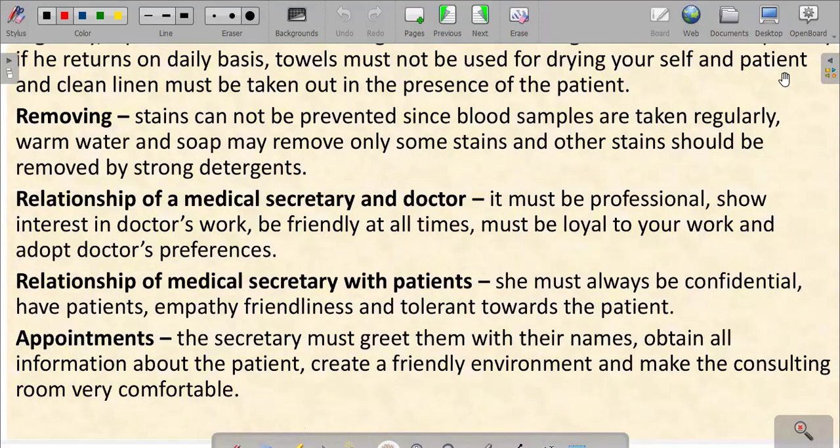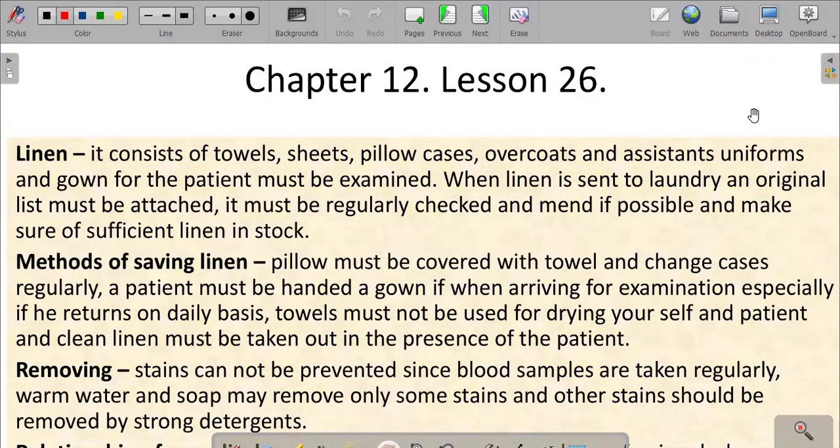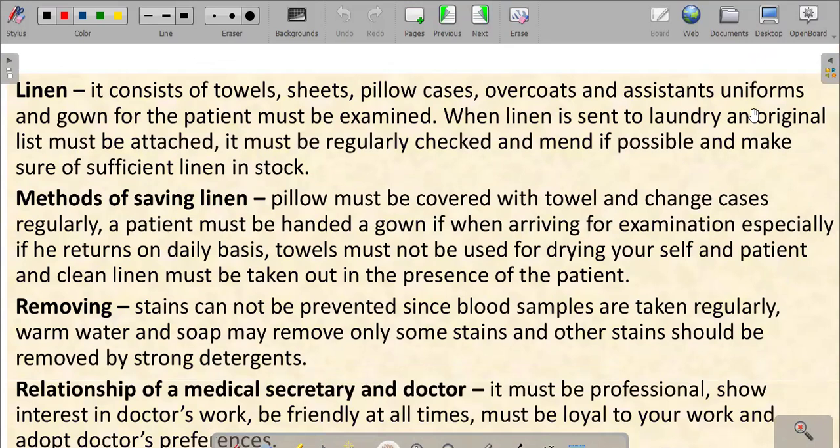And we talk about the appointments, the relationship of medical secretary with patients, how it should be, and all those things. So linen class consists of towels. We are talking about cloth material, including towels, sheets, pillowcases, overcoats, assistants' uniforms, and gowns for the patient who must be examined. So linen is every clothing material that is used on the beds and also by the patient.